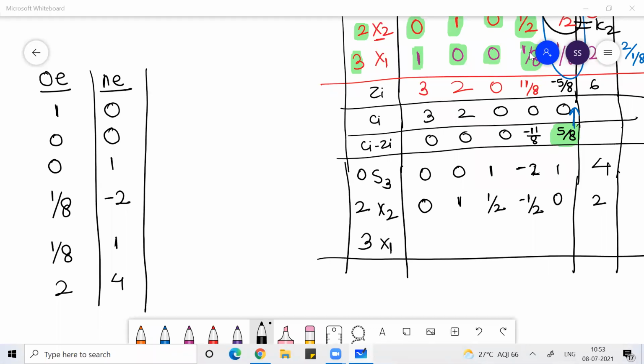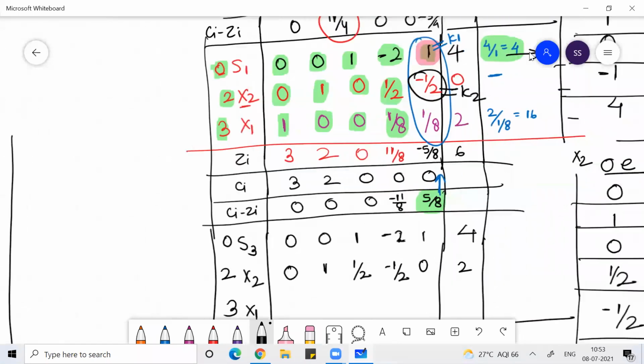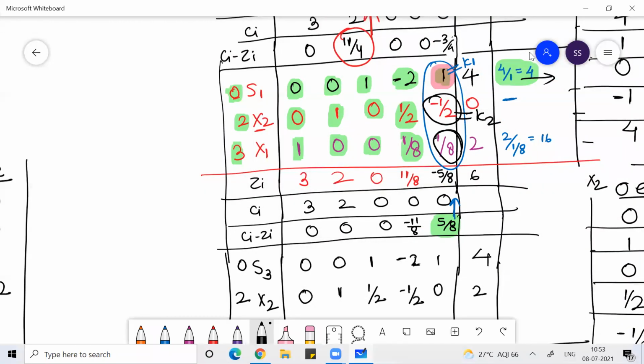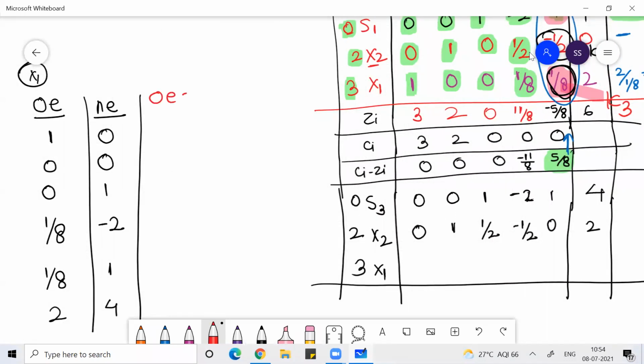Then if you see the constant, this is x1, no? So what is the constant for x1? The constant for x1 is 1/8. Can you understand this? The constant for x1 would be 1/8. Clear, everyone? Okay, so you'll use the formula: old element minus 1/8 of new element.